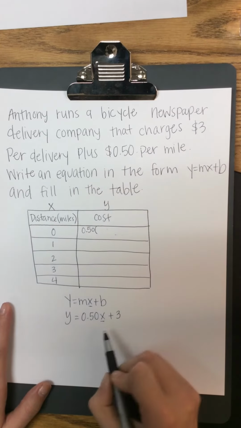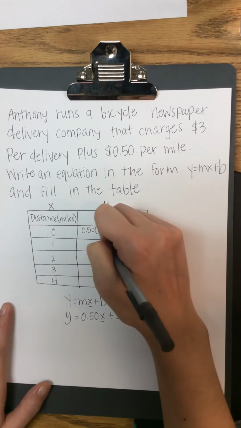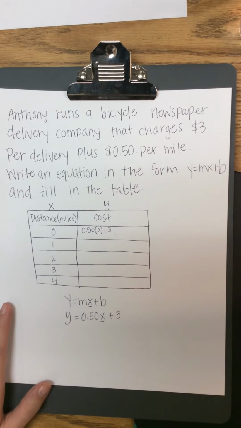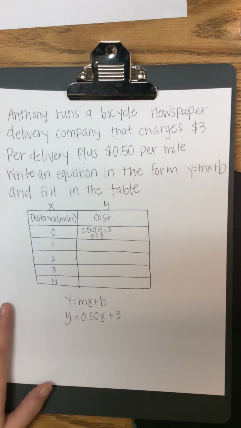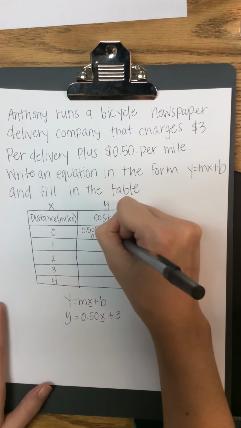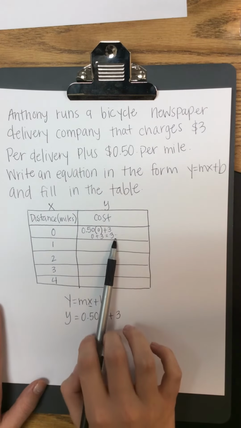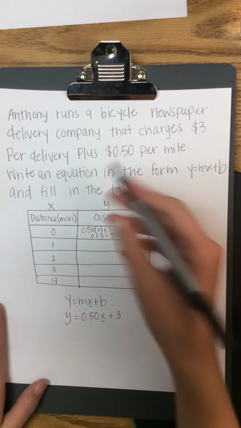We can just write 0.50, remembering we're substituting our x value into our equation, times 0 plus 3. Now, 0.50 times 0 is just 0, but I'm still adding 3. So 0 plus 3 is 3. So that means for 0 miles, you are charged $3. So let's do the same thing for each x value.